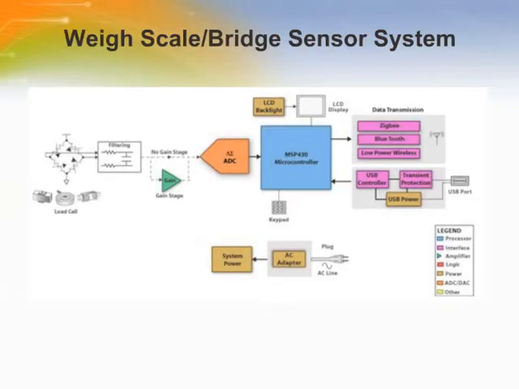Another good example of an application that will benefit from the INA333 are weigh scales or bridge sensor systems. In a bridge sensor system, normally full-scale output voltages are in the 10 millivolts to 100 millivolt range, or 2 millivolts per volt of excitation, and need to be amplified in a data acquisition system.